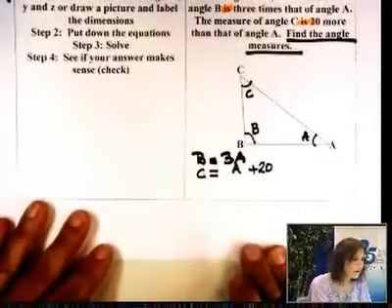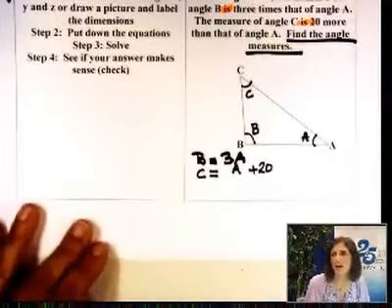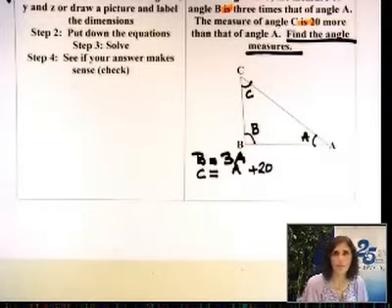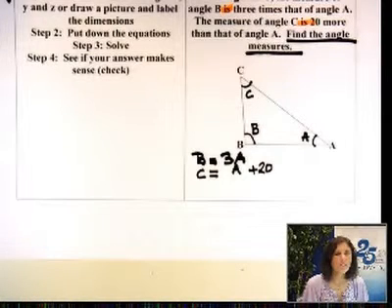Now, what is the third one? There's nothing else that's in the wording of the problem. Okay, what's the third one? I need a third one. I need a third equation. I have ABC. What is it going to be?